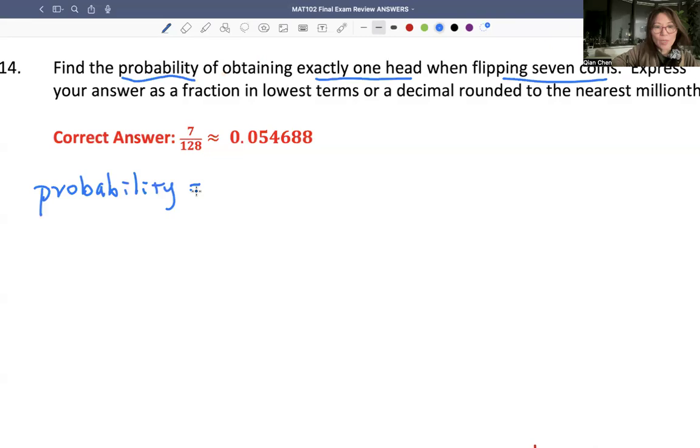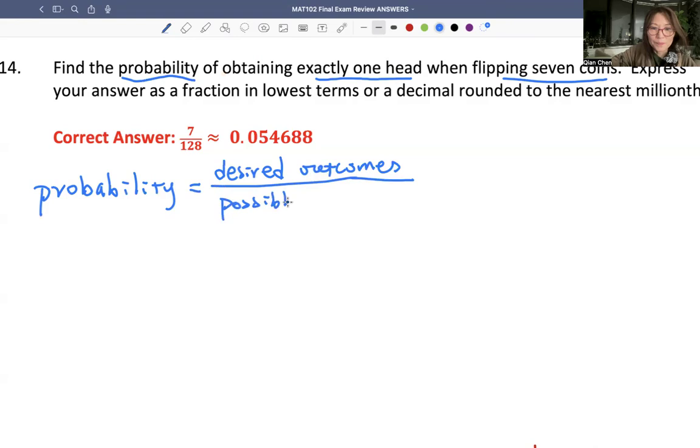Right. Let's recall the definition. As a fraction, it is the desired outcomes. Actually, we should say the cardinality of the desired outcomes divided by the cardinality of all possible outcomes. Right? Again, it's part of something over the whole thing.